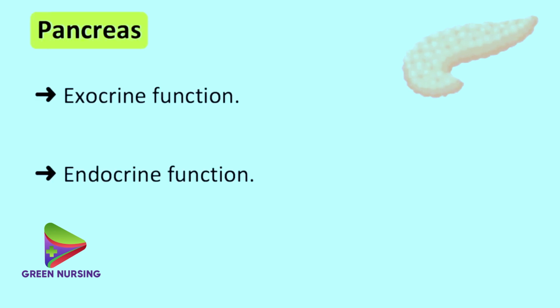Pancreas. The pancreas sits behind the stomach and it has two functions: an exocrine function and an endocrine function. The exocrine function is to help with digestion. The endocrine function is to regulate blood sugar. The pancreas's exocrine glands produce enzymes which help with digestion.